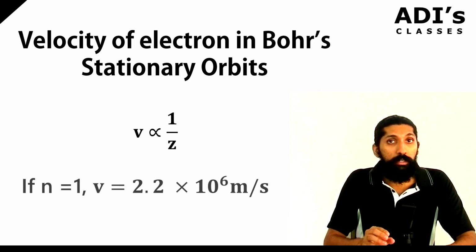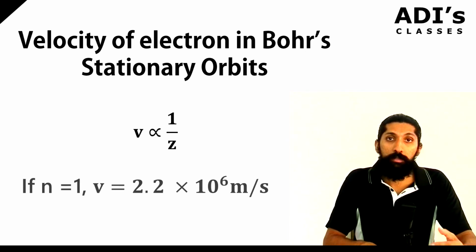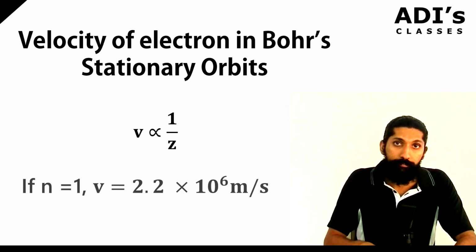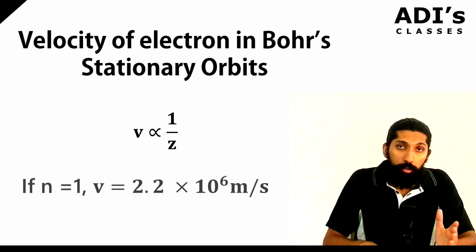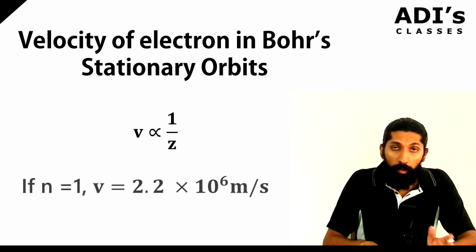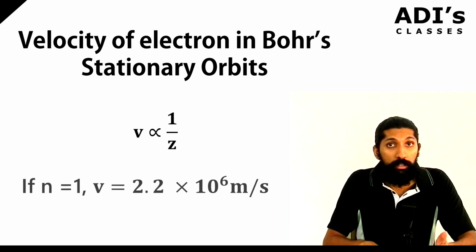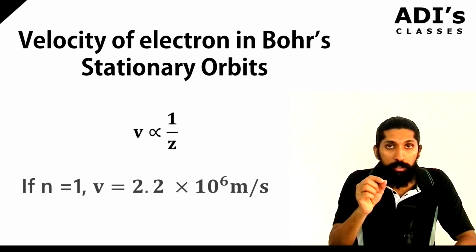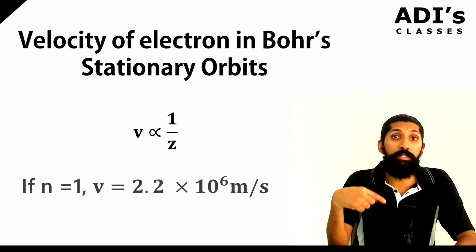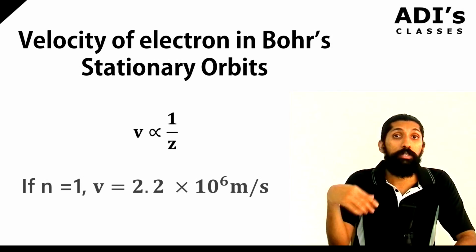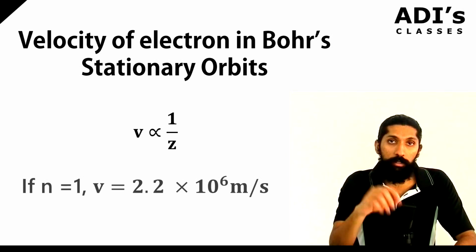Suppose your orbit is closer to the nucleus, the smaller the value of n, the more is the value of v. Suppose n equals 1, then you'll get the velocity as 2.2 × 10^6 meters per second. This is about 1/137 times the speed of light. That means the electron closest to the nucleus is going to revolve the fastest. The farther away you go, the slower the electron is going to revolve around the nucleus.